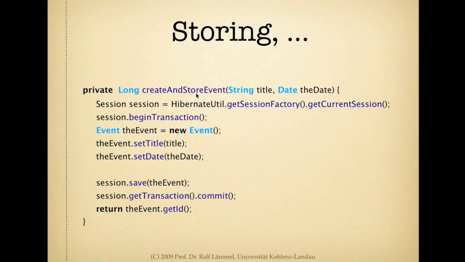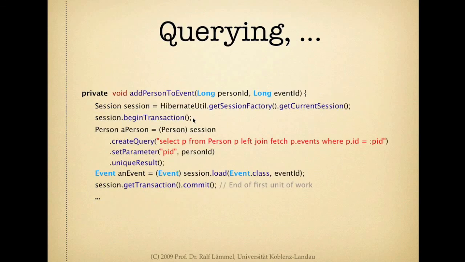Or here's another example where we plan to add a certain person identified by person ID to a certain event also identified by its primary key. So again, we get our hands on the session, we begin a transaction, we look up the person by person ID, and here we look up the event in a slightly different manner.